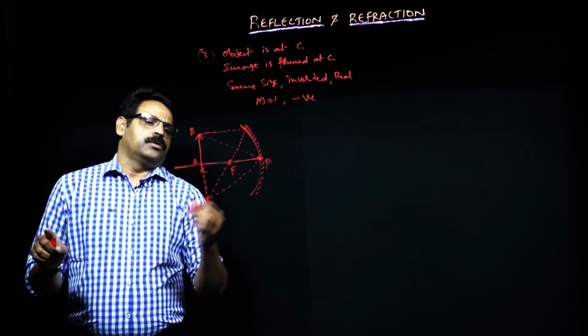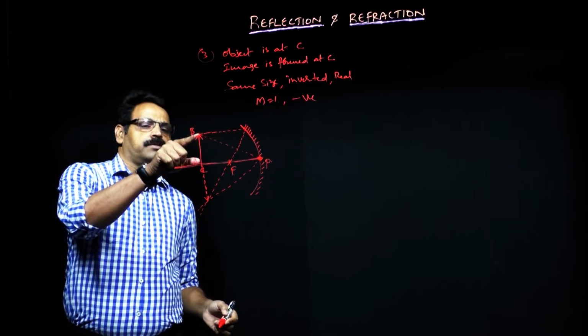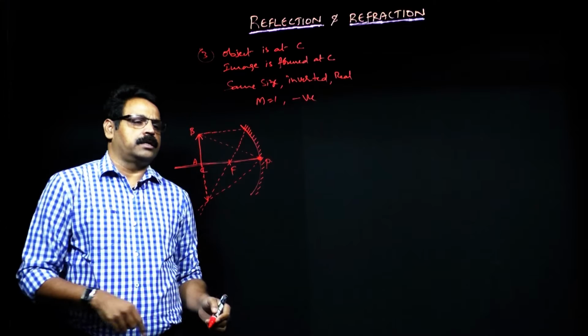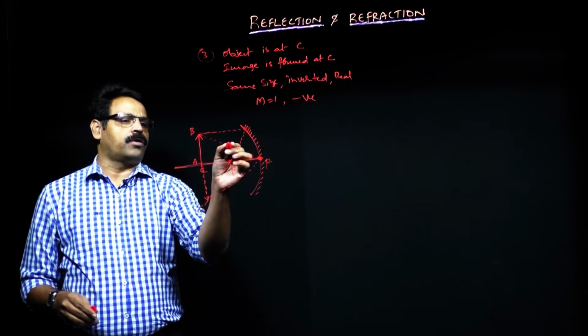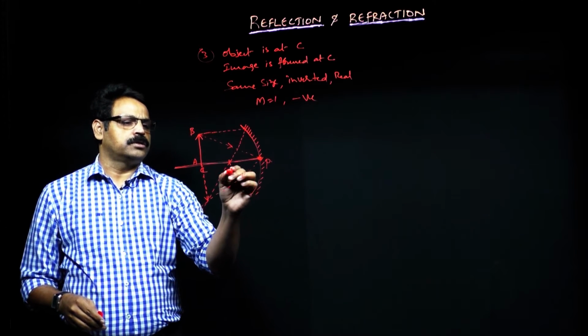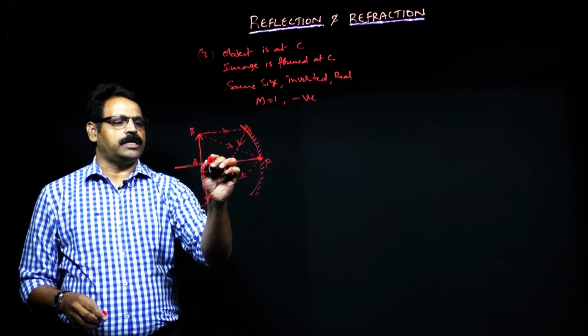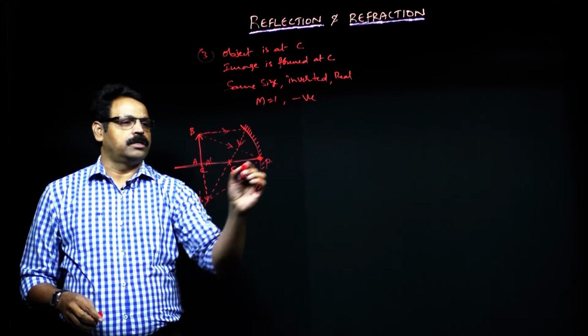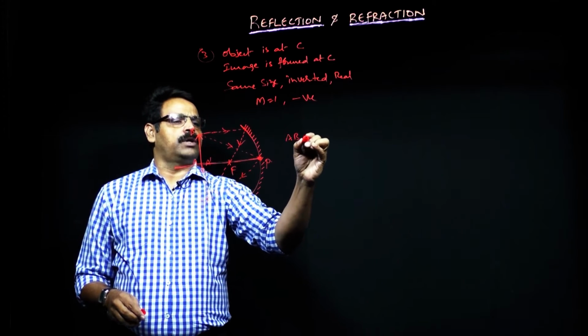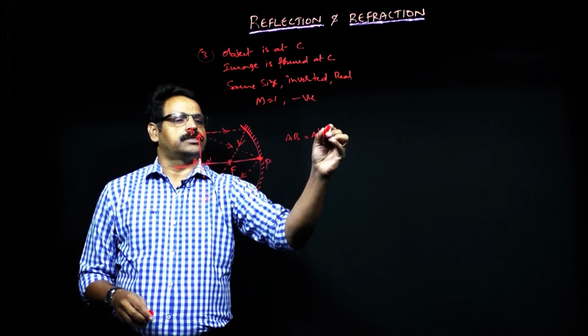Now you can also think of C. C to C is the same line. Therefore you can think of the image. This is a reflected ray. The image is A dash B dash. Therefore AB is equal to A dash B dash.